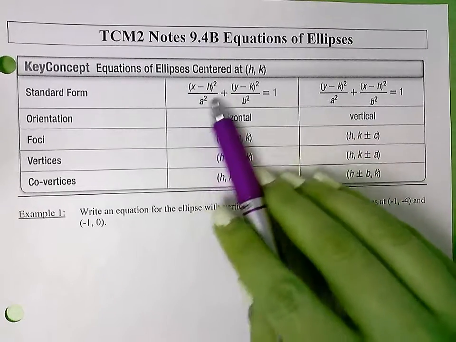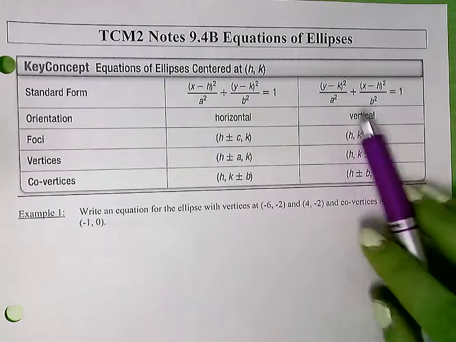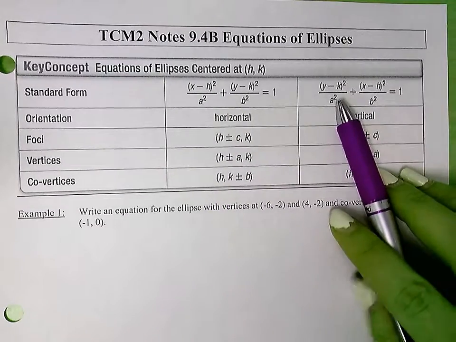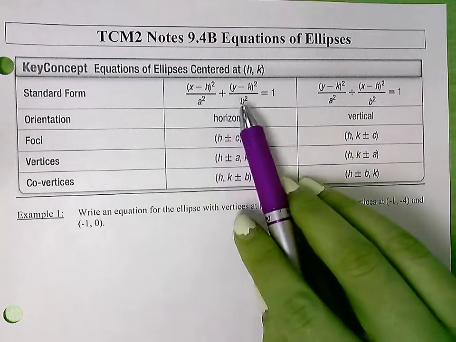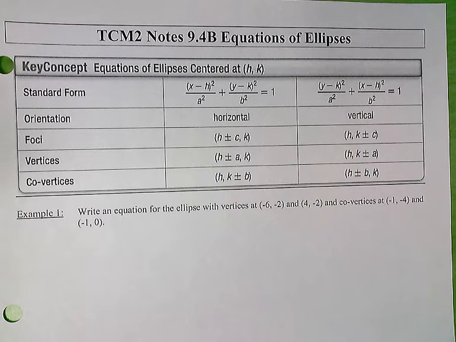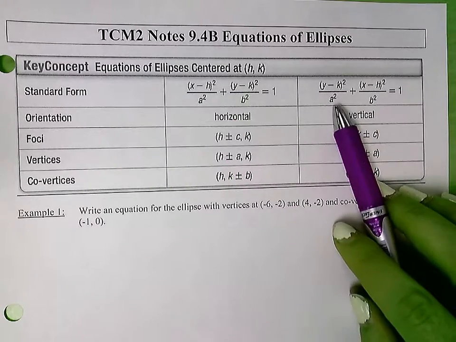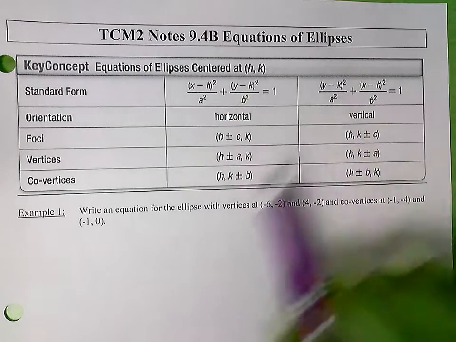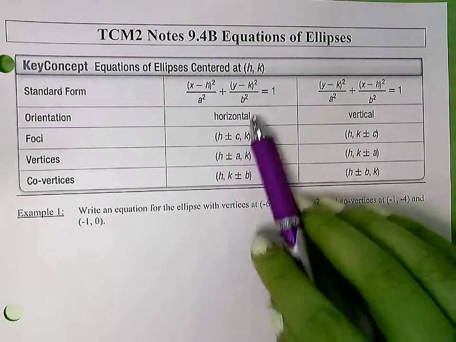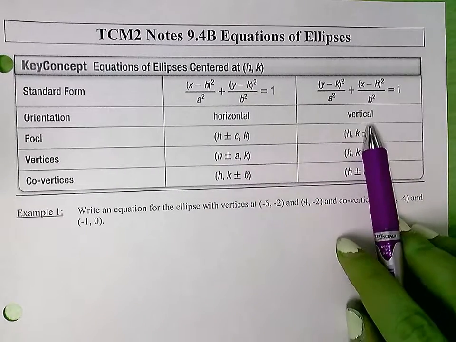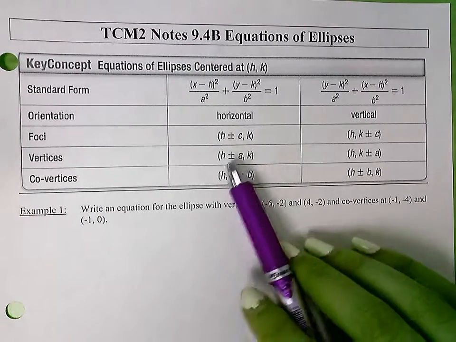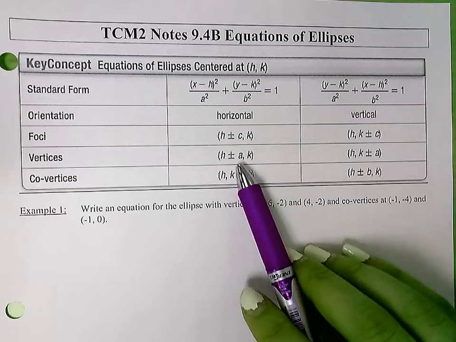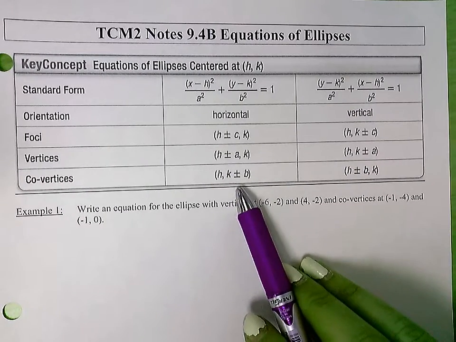In this one, we have x minus h squared over a squared. In this one is y minus k squared over a squared. That's your difference, is where your a and b values go in those two equations. Your a squared value is always going to be your larger value. Then we have our orientation. So this one would be horizontal, this one is vertical. And then we can find our different points on our ellipse. So we have our foci point, our vertices, and our co-vertices.